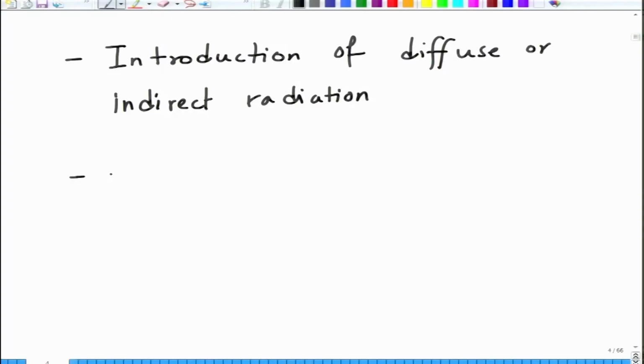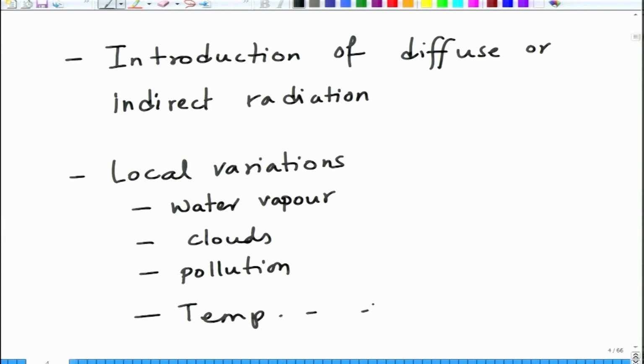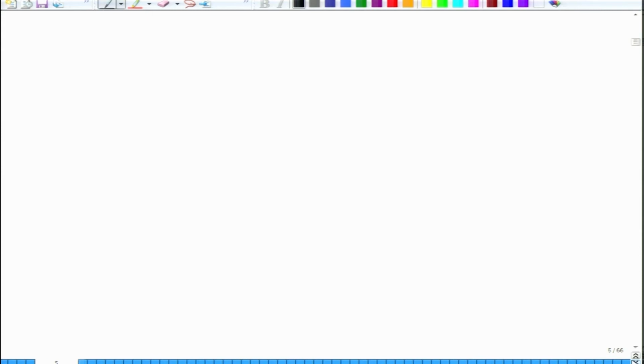And then of course, you have local variations. Local variations such as you can have water vapor or moisture which can change from place to place, and then you can have clouds and pollution, temperature, so on and so forth. And these have an additional effect on the power spectrum.